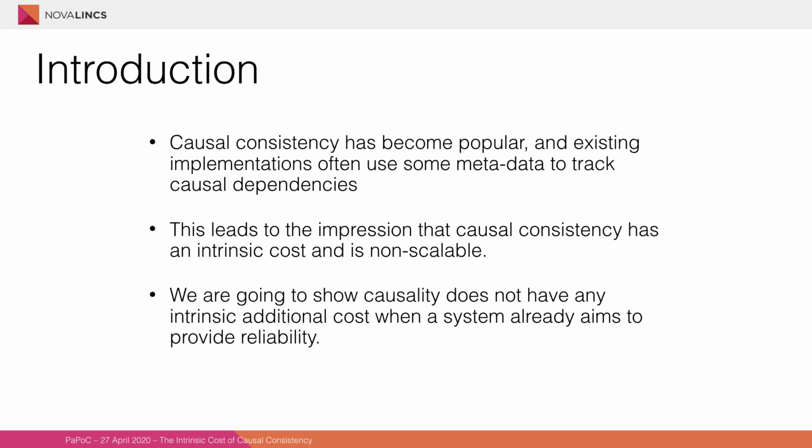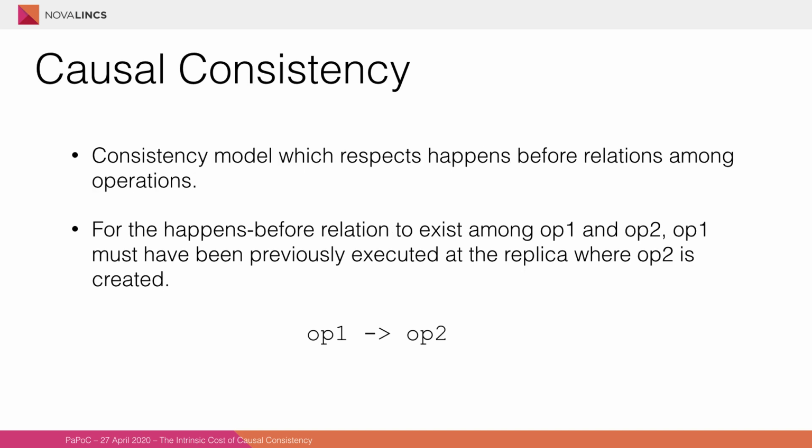Causal consistency has become popular as a consistency model, and existing implementations often use some form of metadata to track dependencies among operations. Now this leads to the impression that causal consistency itself is non-scalable and has an intrinsic cost. In this work we show that causality does not have any intrinsic additional cost by itself, when a system already aims to provide reliability. Causal consistency is a consistency model where the happens before relationships among operations are respected.